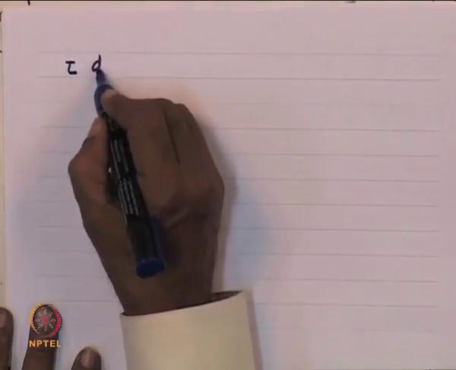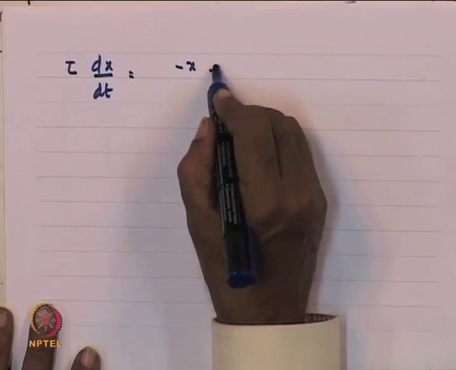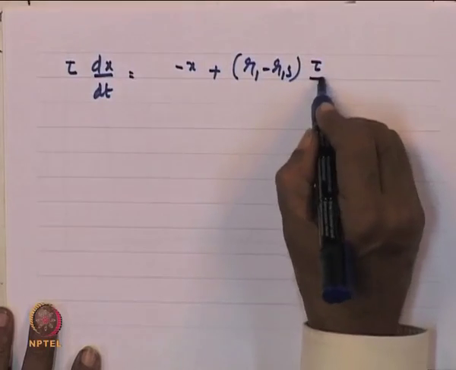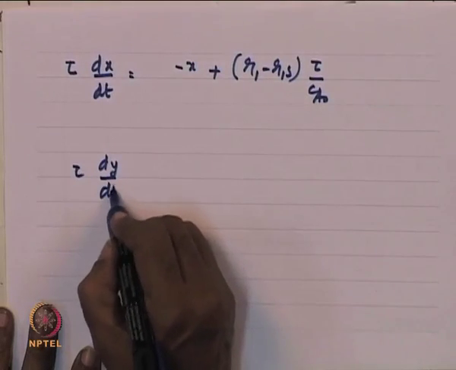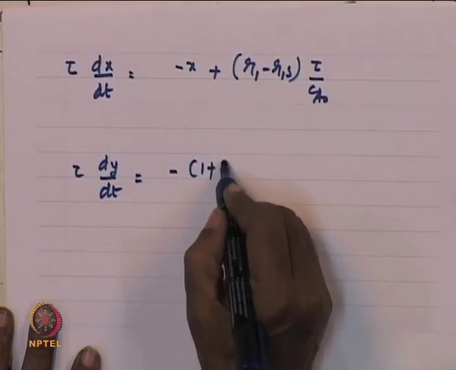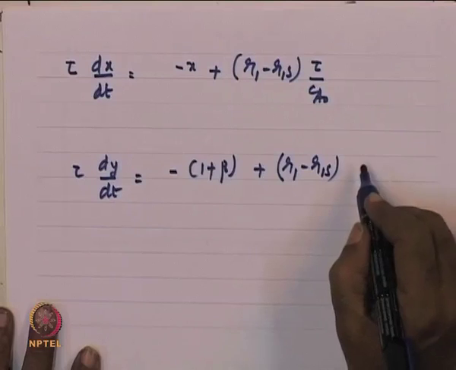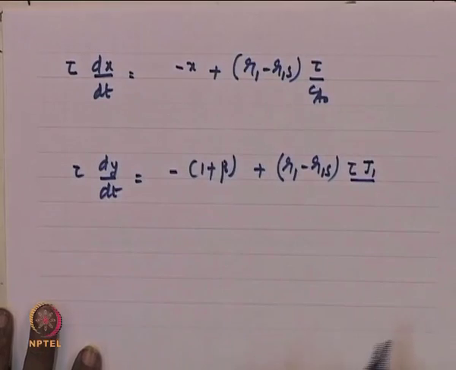Now, there is another way by which we can look at all this. Let us do this quickly. Let us just write down the equation once again. Our equation is dx/dt equal to minus x plus (r1 minus r1s) tau by c0, and tau dy/dt equal to minus (1 plus beta) plus (r1 minus r1s) multiplied by tau j1 by j1. Okay. Is that clear?